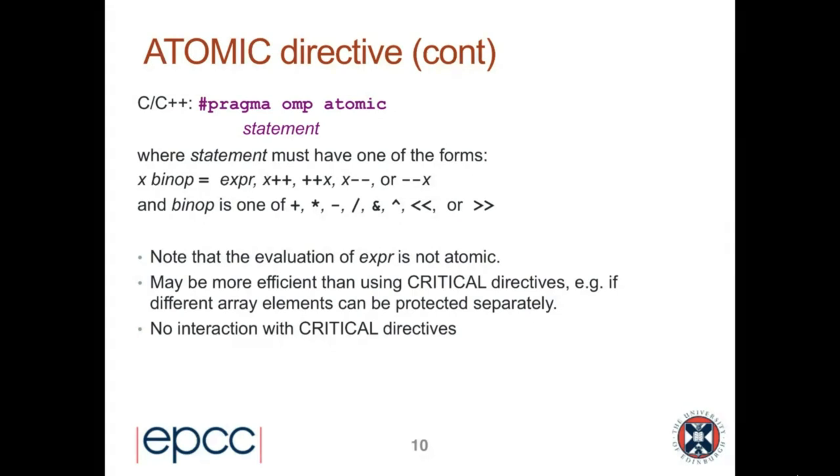So why this separate idea? Why support these two different methods of doing an update? The reason is that atomic allows for some optimization. So we hope, though we can't actually guarantee, that implementations will do atomic more efficiently than they are able to do critical. This is particularly true if the thing on the left-hand side happens to be an array element, because then that allows the implementation to protect different array elements separately, and we'll come across this in the next example. So as long as different threads are updating different elements of an array, then the updates can proceed in parallel. It's only if the updates refer to the same element of the array that the mutual exclusion actually needs to happen.